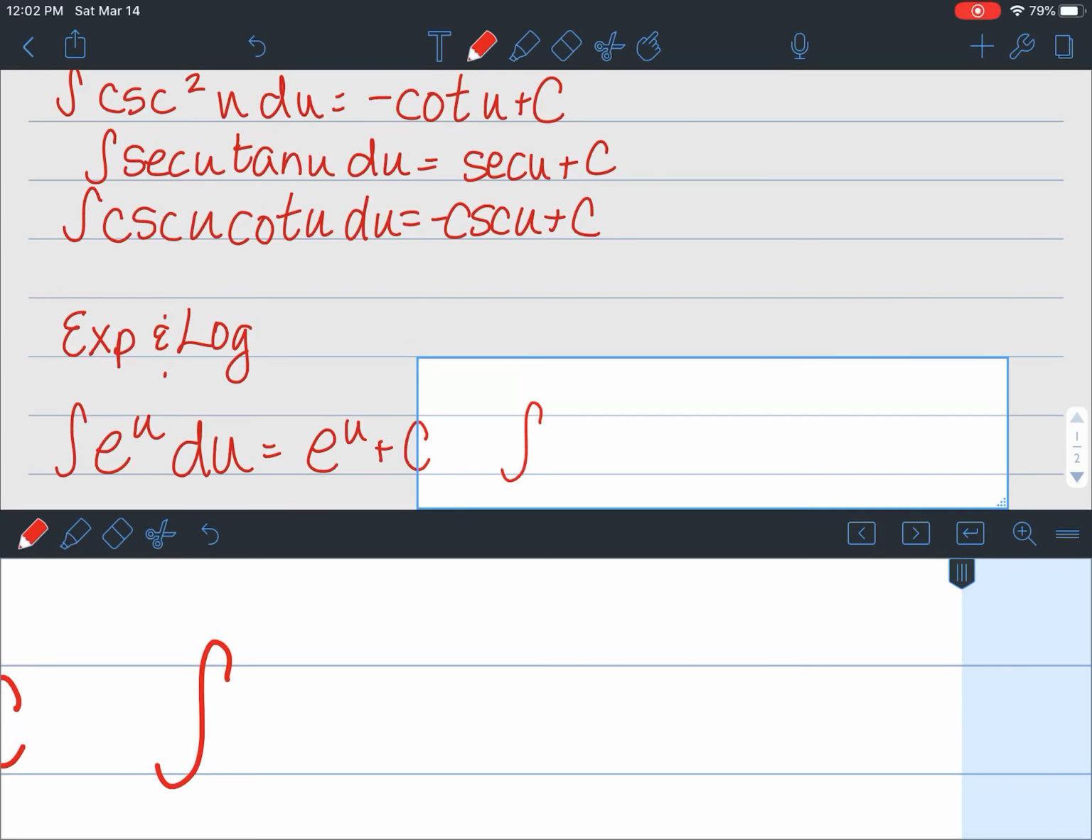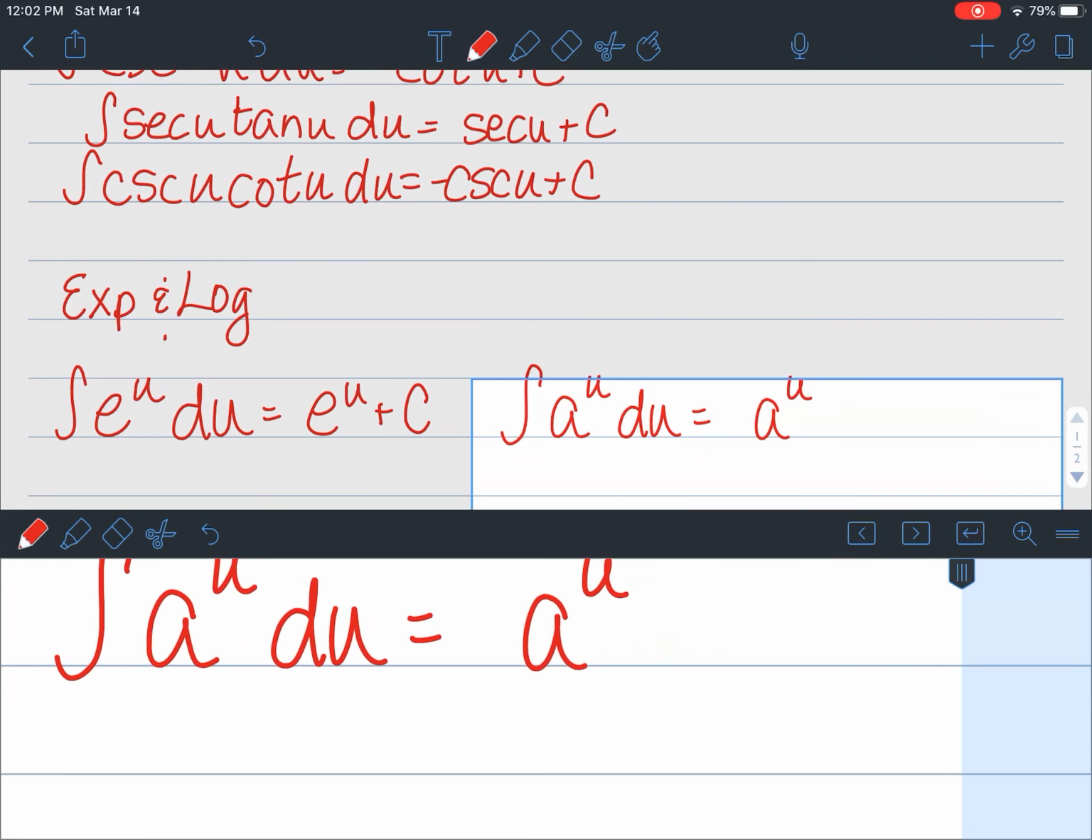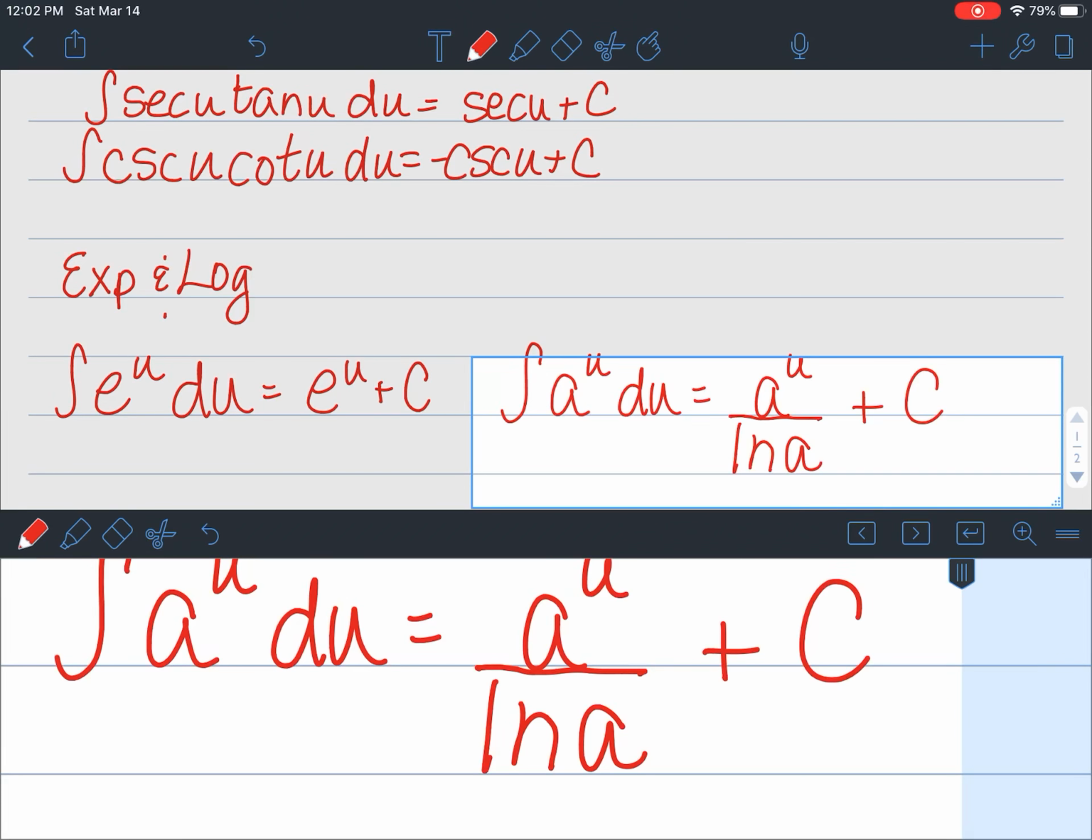What if it's not an e? What if it's some other number? The integral of a to the u du is likewise a to the u, just as it is e to the u over here. But if you remember, even when we take the derivative, we have to do something else. The derivative of a to the u is a to the u times ln a. Because we're going backwards, the integral of a to the u is going to be a to the u divided by ln a. And of course, don't forget your plus c.